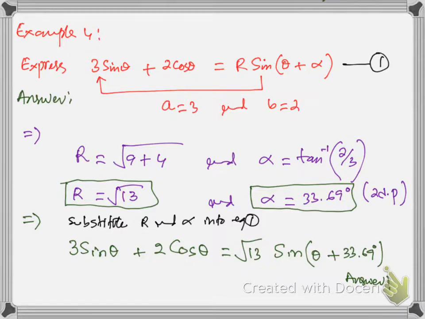Example number 4, 3 sine theta plus 2 cos theta, express in the form R sine theta plus alpha. This is the first time we have sine theta here. When we have sine here, the coefficient of sine on the left side will be a and the other value will be b. First get the exact value of r. R must be in its exact form. Always state the exact value of r. And this is alpha. Now substitute everything back into this equation, like r here and alpha here. This is the answer of the question.